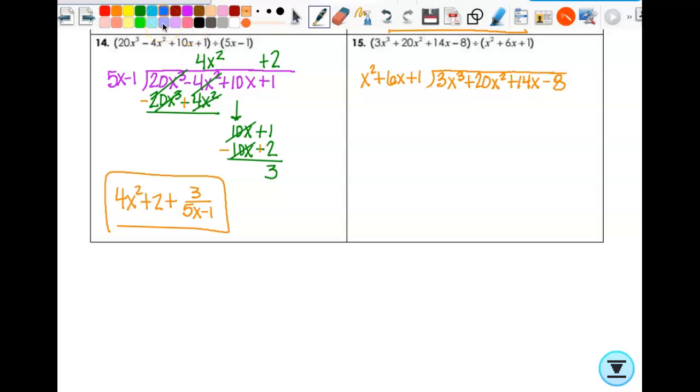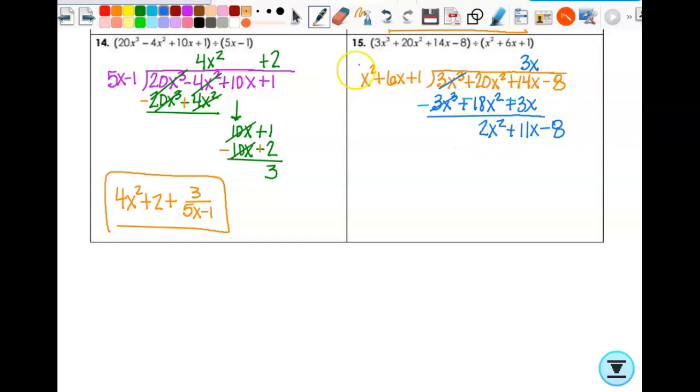All right, so 3x cubed divided by x squared is going to be 3x, so I put it above my x term. Multiply this back, I get 3x cubed plus 18x squared plus 3x. I change the sign on each one of them. These zero out. This will give me 2x squared plus 11x minus 8.